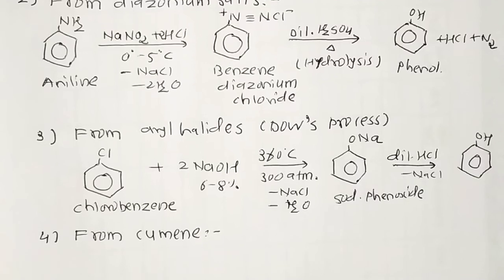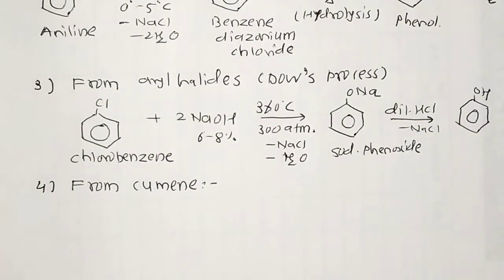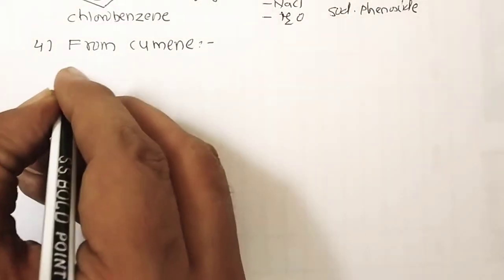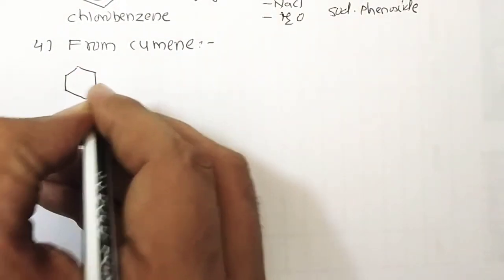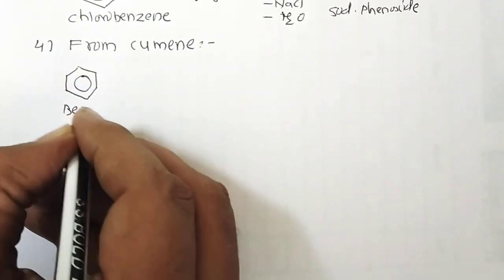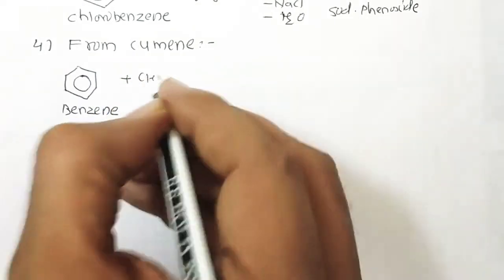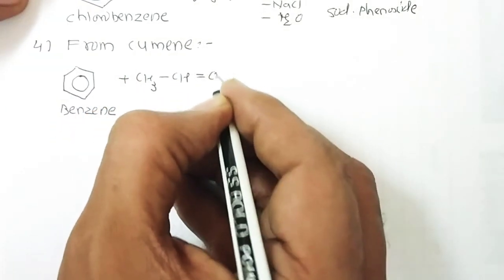So phenol is prepared commercially from cumene. Cumene means isopropyl benzene, which is prepared by the Friedel-Crafts alkylation of benzene with propene in the presence of phosphoric acid. So what do we have to do in this process? We perform these reactions with benzene, which is our starting material. Now this benzene reacts with propene, CH3CH=CH2.